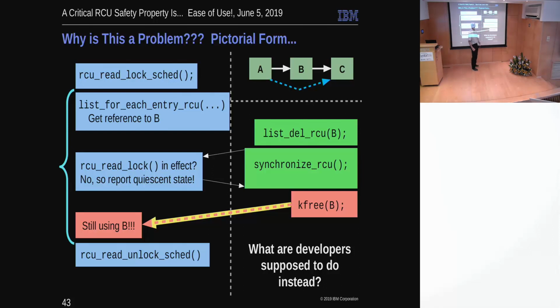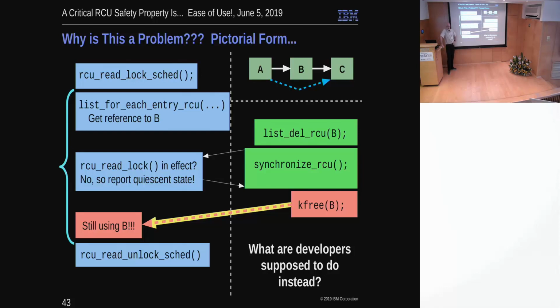Then the updater does the synchronize_rcu to wait for all the old readers. And so what that means is it's going to ask everybody, do you have an rcu_read_lock in effect? This guy says, well, I got this rcu_read_lock_sched, but that's not rcu_read_lock, so yeah, go for it. Go wild. Which it does, kfree, and use after free is just as bad in RCU as anywhere else. It's not a good thing.